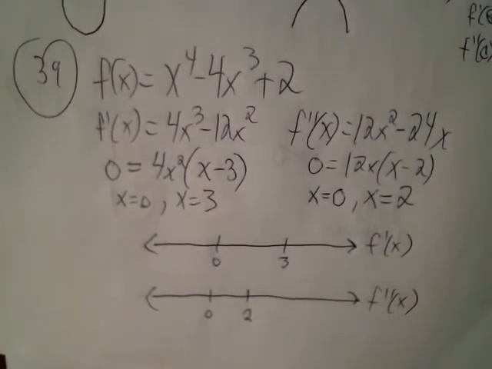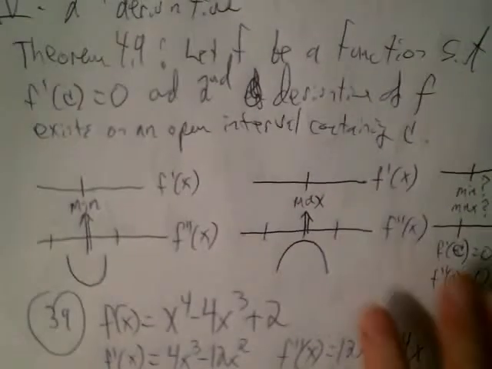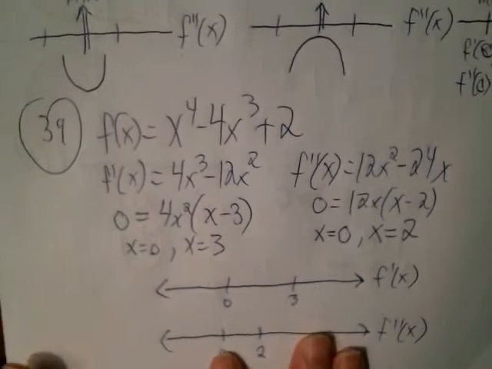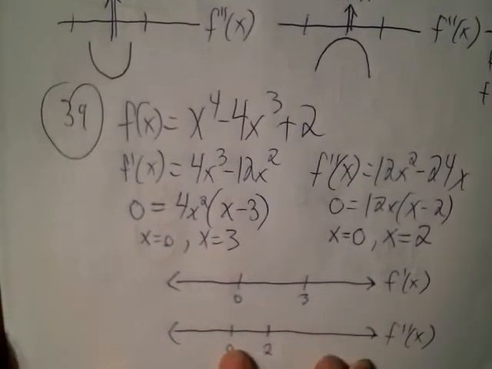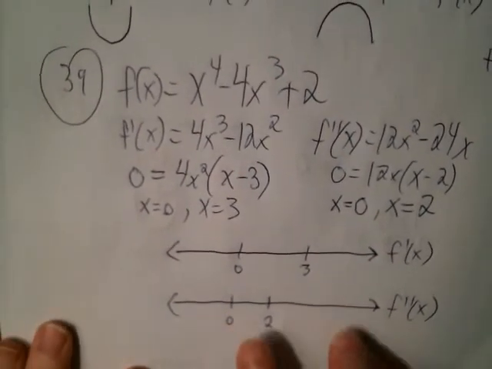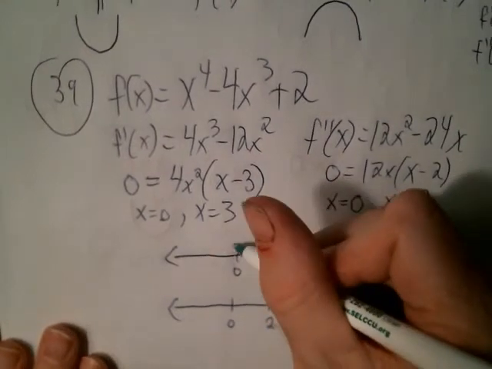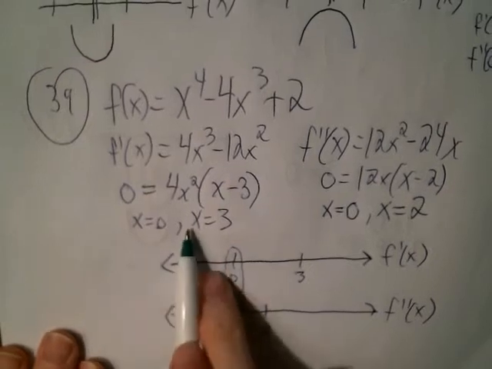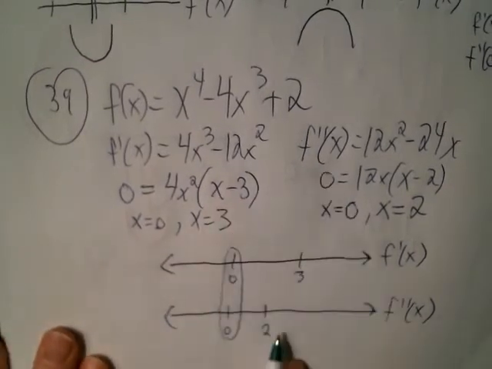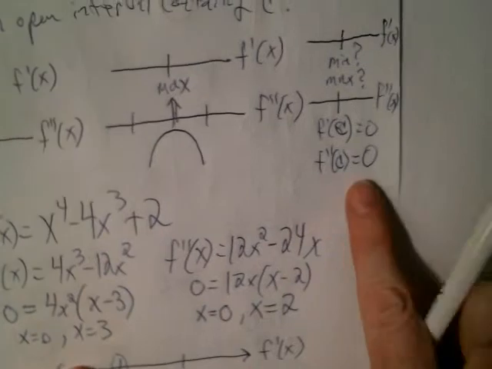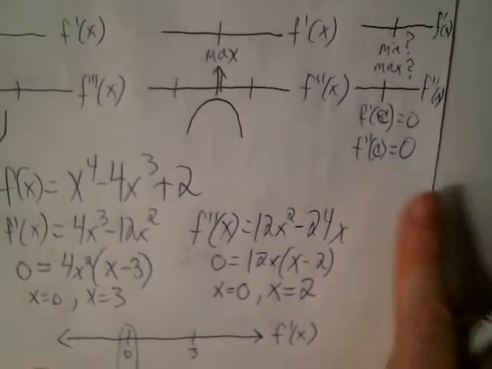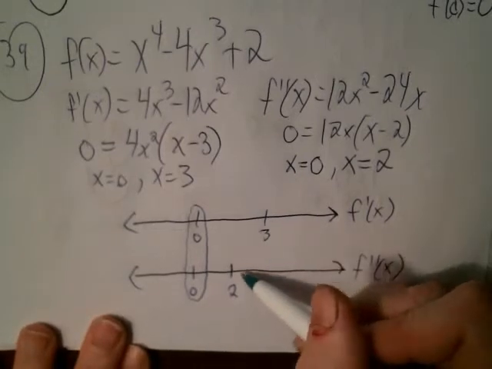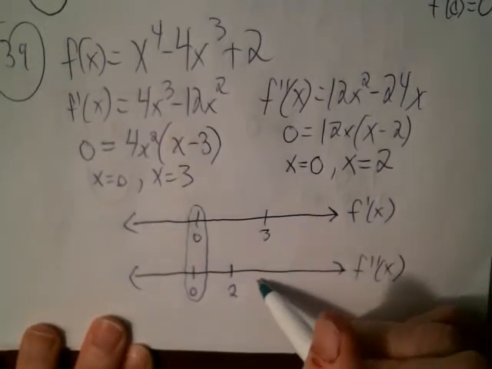Supposedly, what this second derivative test is telling me is that I can figure out whether it's a max or a min, so long as these aren't simultaneously 0. In this case, I cannot figure out if 0 is a max or a min, because the first and second derivative are both equal to 0 at that particular point. But I can figure out if f of 3 is a max or a min by looking at the concavity on this interval.